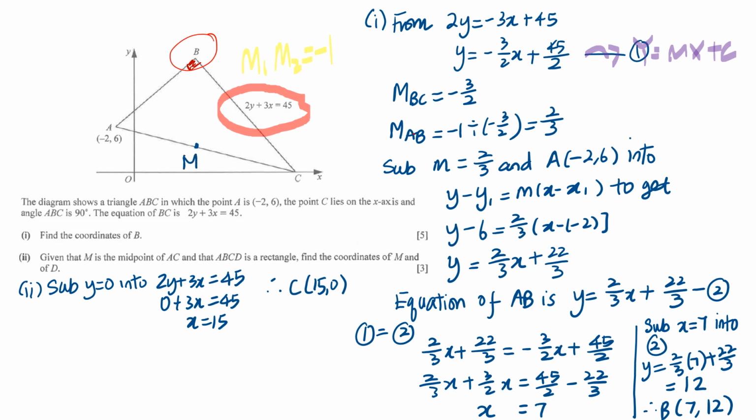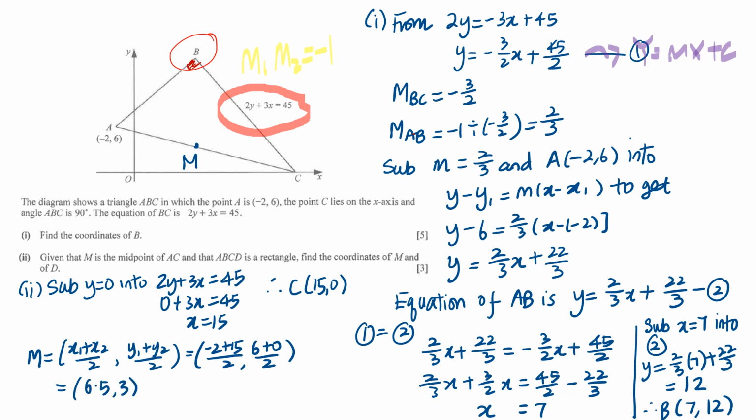All right, next step, we have a midpoint here, M on AC. So we can apply the midpoint formula, which is x1 plus x2 over 2, y1 plus y2 over 2. And you will find that M is 6.5 and 3. All right, so what happened is that you need to extend another point D, such that ABCD is a rectangle. All right, so we're going to let point D be A, B.